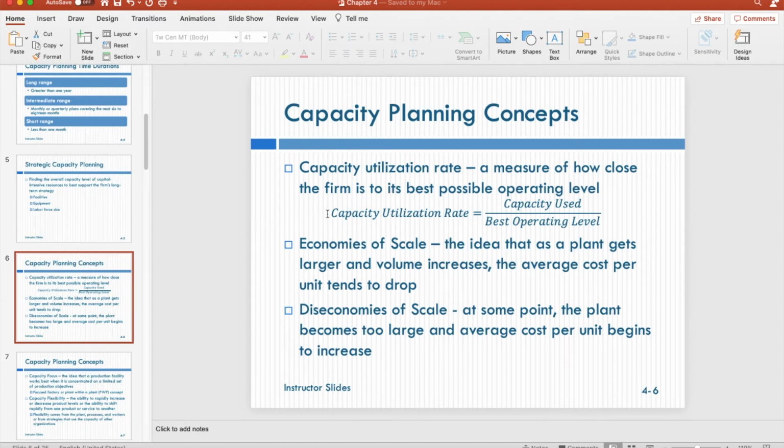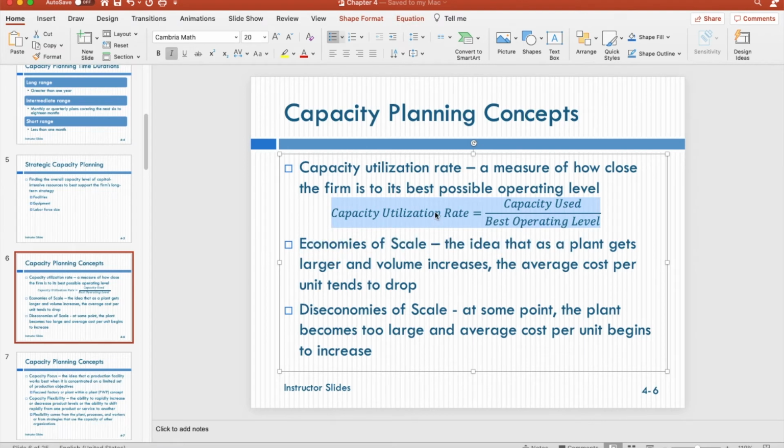You can definitely see this equation right here. The capacity utilization rate equals the capacity used divided by the best operating level. The capacity used is what you are doing right now, what you perform right now in terms of, let's say, producing the product or providing services. What is the capacity used right now? And the denominator is the best operating level, which indicates the optimal operating level for this firm, let's say for the production process or the service process.